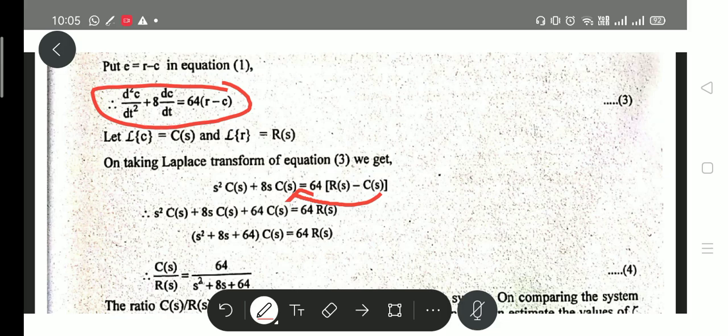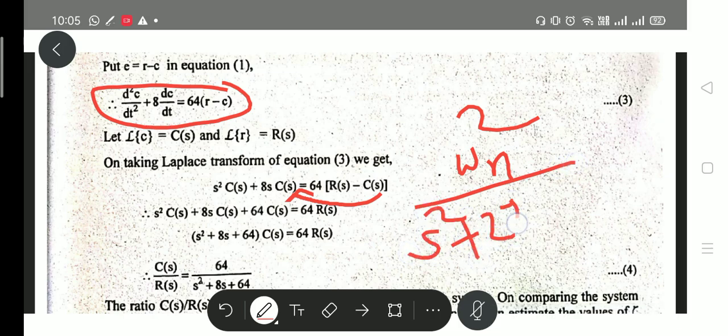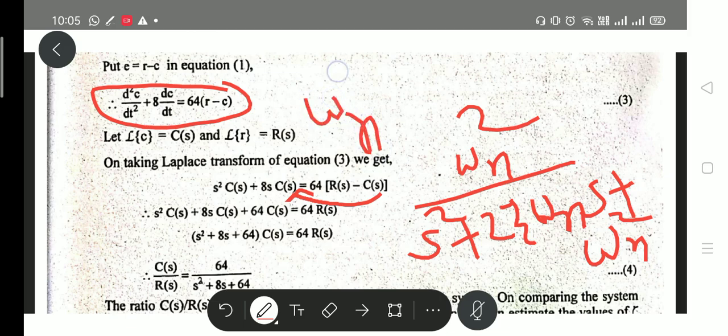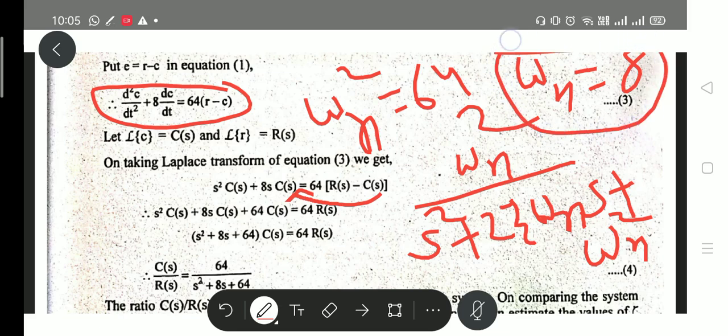Yes, from this you have to compare with the standard second order system, that is omega n square by s square plus 2 zeta omega n s plus omega n square. Here the omega n square value is 64. From this, omega n is equal to 8. Yes, omega n value is 8.